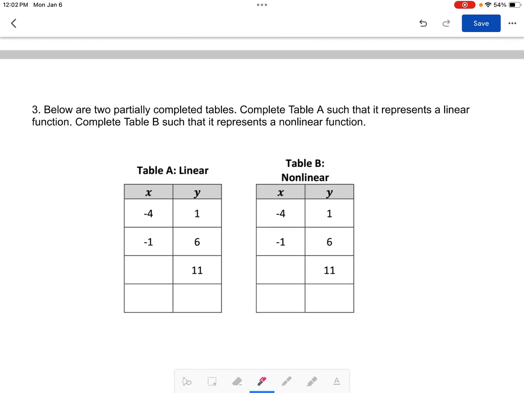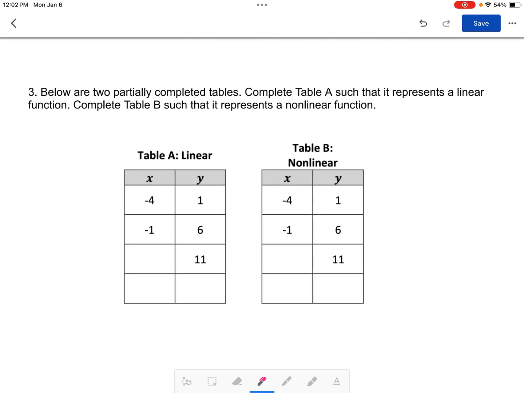Moving down to number 3, below are 2 partially completed tables. Complete table A such that it represents a linear function. Complete table B such that it represents a non-linear function. Okay, so for this to be linear, it needs to follow a pattern on both sides, the x and the y sides of my table. So looking here, from here to here, I am adding 3. So from here to here, I'm going to add 3 more. I know negative 1 plus 3 is 2. And then I'm going to add 3 more here. 3 plus 2 is 5.